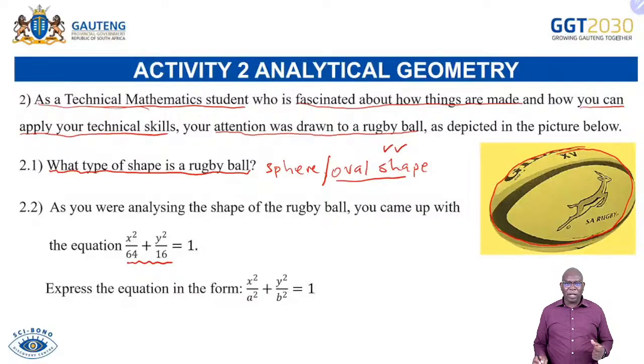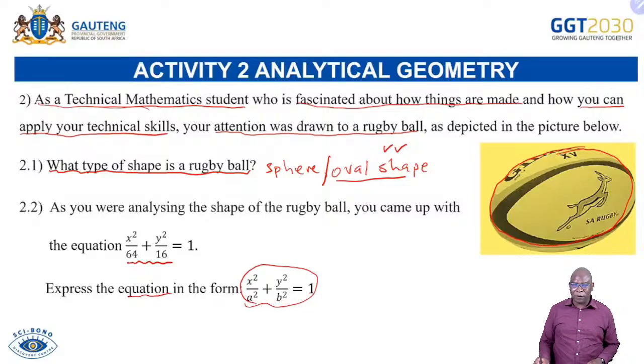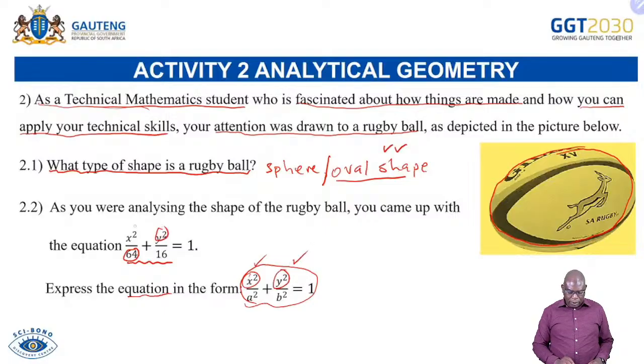Obviously, you have to measure and do all those things. So measured to x squared over 64 plus y squared over 16 is equal to 1. Now the examiner says, express this equation in this form. Oh, I've seen this form in the formula sheet. Now it means that the x squared is still there, it's fine. The y squared is still there, it's fine.